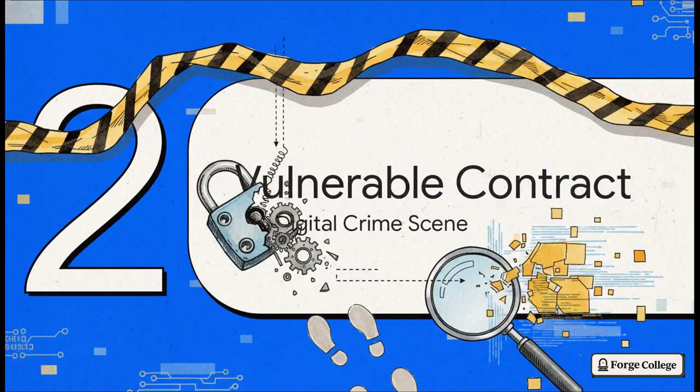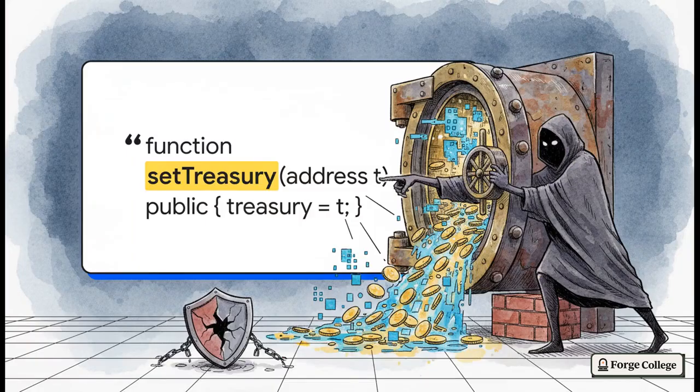Moving right along to Section 2, meet the vulnerable contract. We are arriving at the digital crime scene. Welcome, fellow investigators. Step right up to the crime scene. Just take a look at this culprit right here. The developer wrote a setTreasury function, but do you notice anything missing? Yeah, there is a glaringly absent onlyOwner role check.